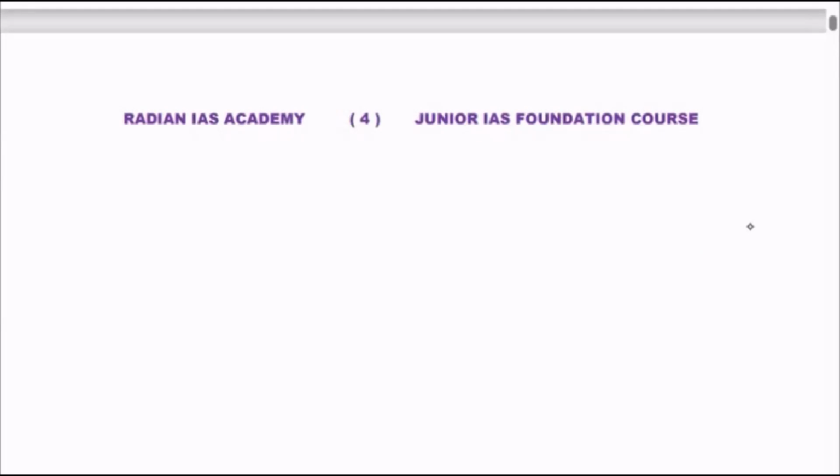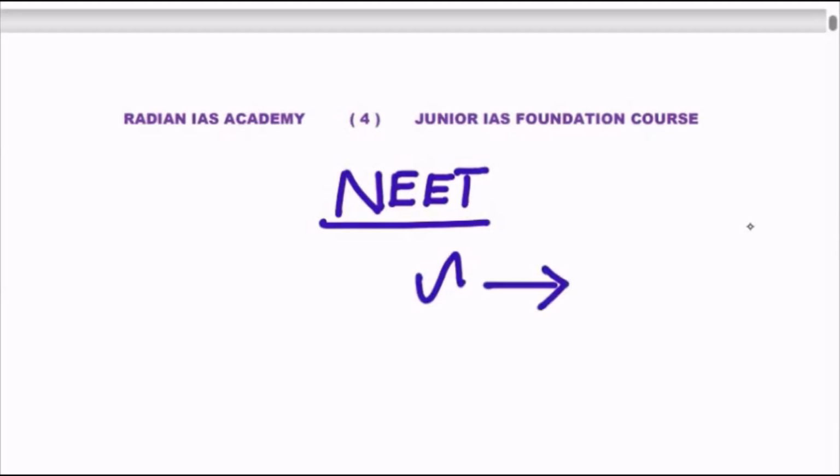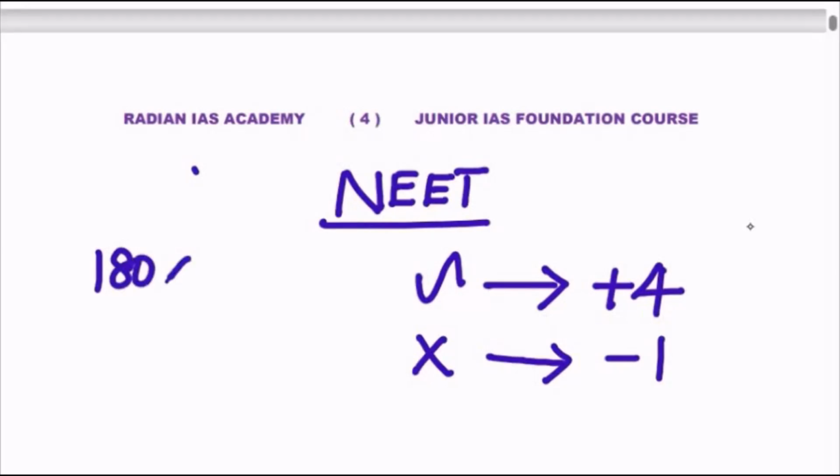For example, we'll take the NEET examination. In the NEET examination, negative marking is there. If your answer is correct, you will get 4 marks. If your answer is incorrect, then you lose 1 mark. That is -1. Totally 180 questions into 4 marks. So the maximum score is 720. It can't be more than 720. The maximum mark is 720.